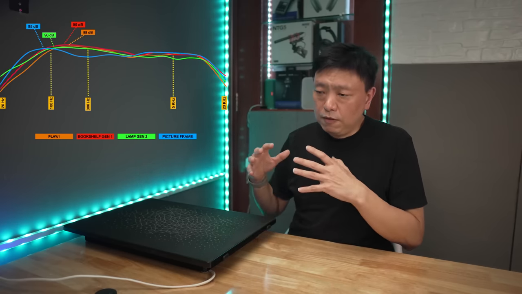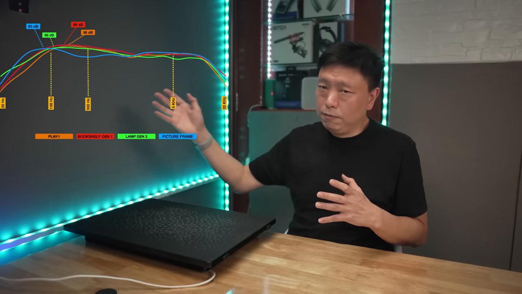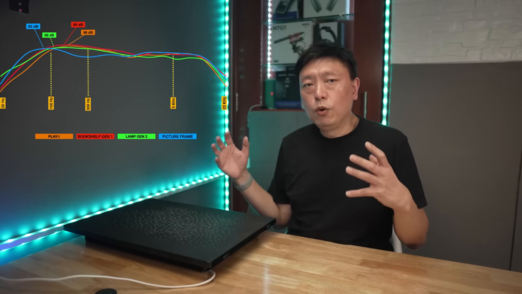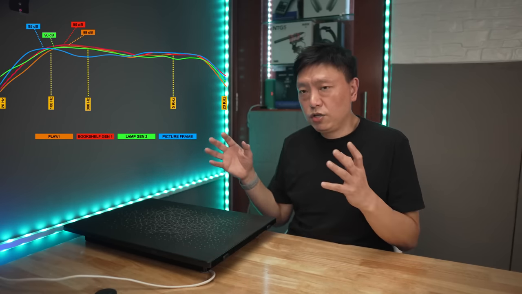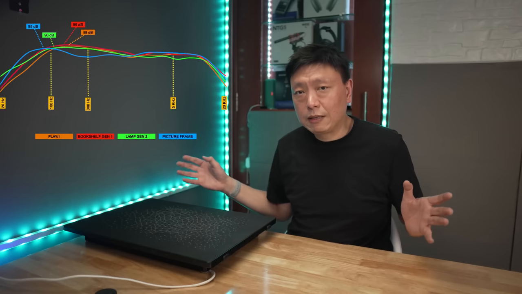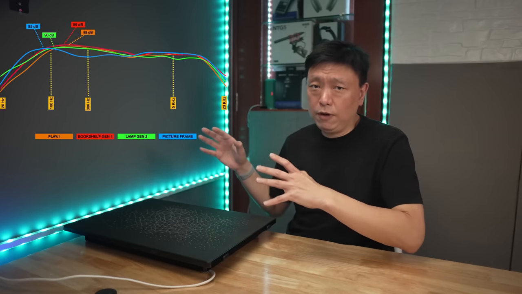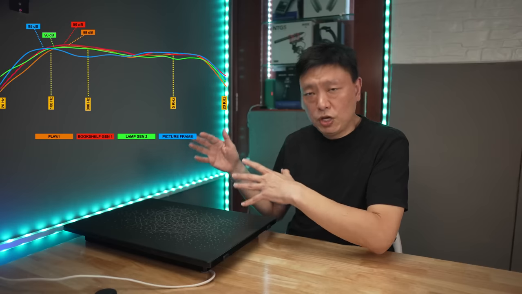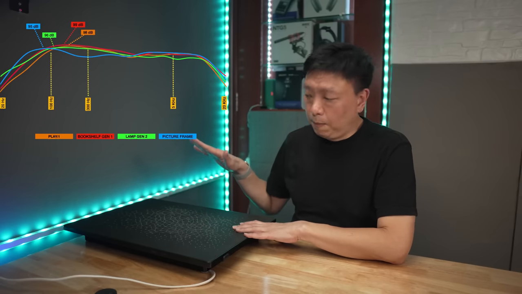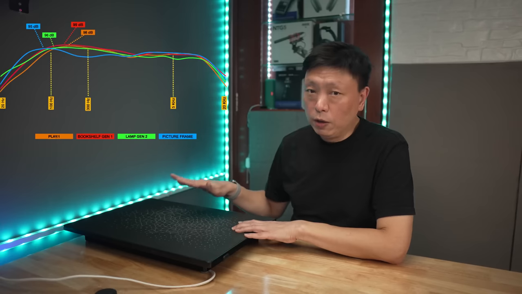Now, in terms of soundstage, which cannot be measured by the frequency response curve, you will find that the IKEA Symfonisk Lamp Gen 2 actually has a broader soundstage. So in terms of soundstage, if you're going for that, then it will be the Symfonisk Lamp Gen 2. For this particular picture frame here, it is all about the bass.